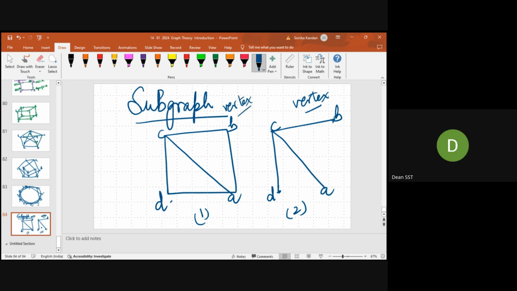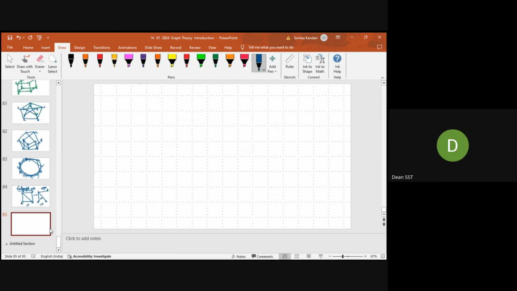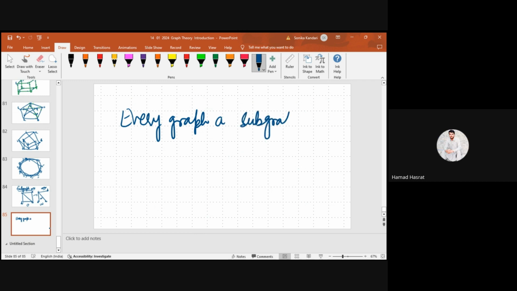If any component is removed, then what we get? We get the subgraph. Is it clear? Tell me, is every graph a subgraph of itself? No, ma'am. Why? It would be a subgraph because whenever you are removing any edges, it represents the subgraph.